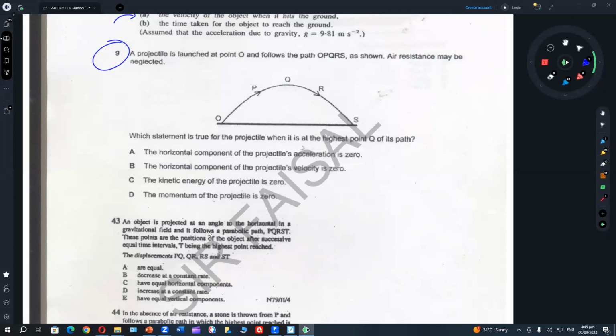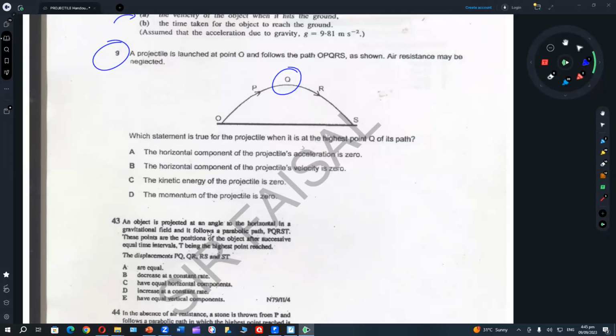Is it A? Now, look at this one. Which statement is true for the projectile when it is at the highest point? This is the highest point. The horizontal component of projectile acceleration is 0. Projectile acceleration for the horizontal part is always 0.